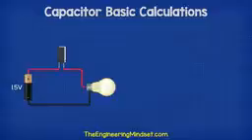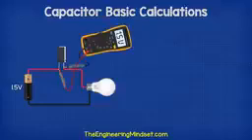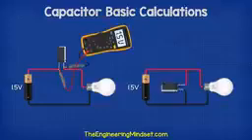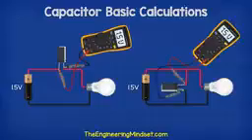We know that the capacitor will charge up to the voltage of the battery. So, if we connect a capacitor like this, what will the voltage across the capacitor be? It will be 1.5 volts. If we connected a capacitor like this, what will the voltage be? It will also be 1.5 volts.